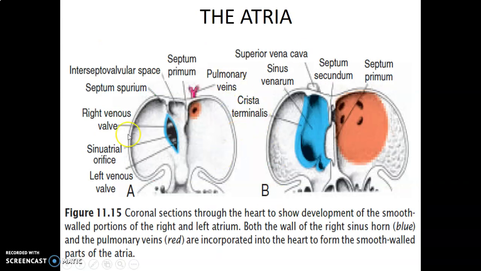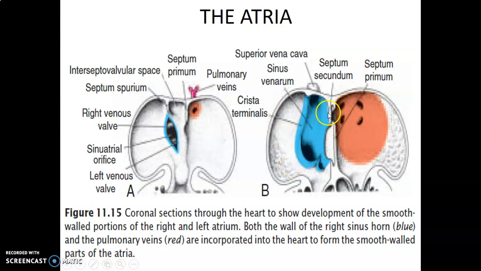So this just shows we have an atria and we've managed to partition it, and this is your sinoatrial orifice, and at this portion you can appreciate the sinus venarum has been incorporated into the right atrium, so it forms the smooth part of the right atrium, and then that's the crista terminalis that separates the smooth from the rough part that's made up of pectinate muscles.